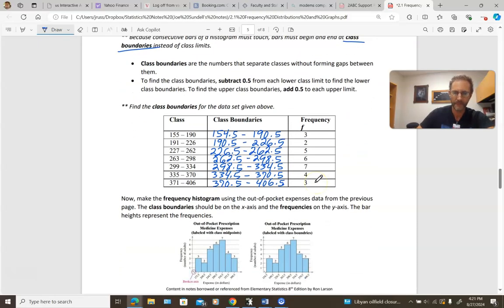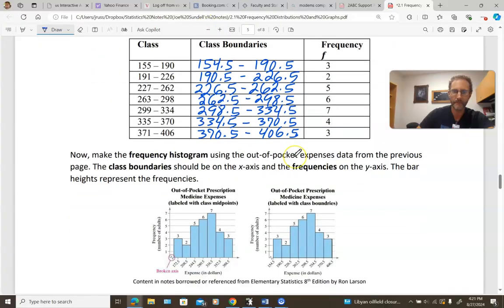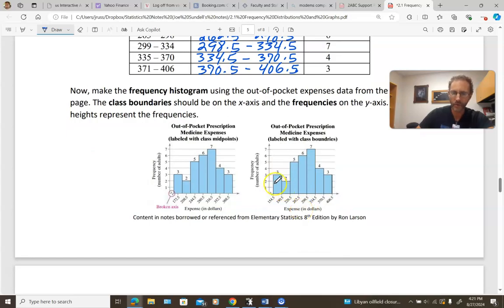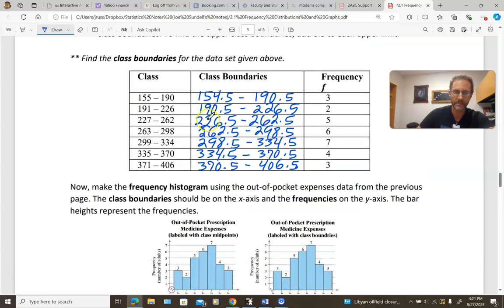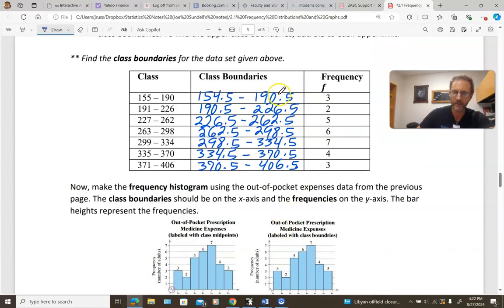All right. So let's look at a couple examples here. I've got a histogram of this particular distribution that we've been working with. I'm going to zoom in though. Let's look at the one right here on the right, guys. Notice where this leftmost bar starts. It starts right here at 154.5. That's the lower boundary of that first class. And look at where this bar ends and the next bar begins at 190.5. That's the upper and lower boundary.